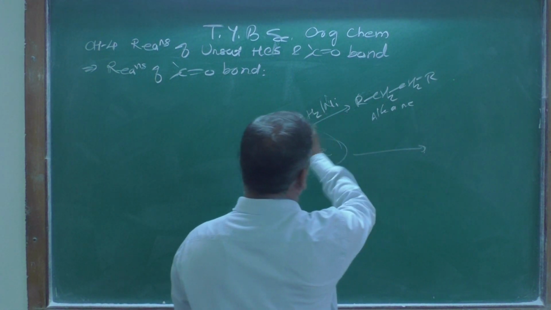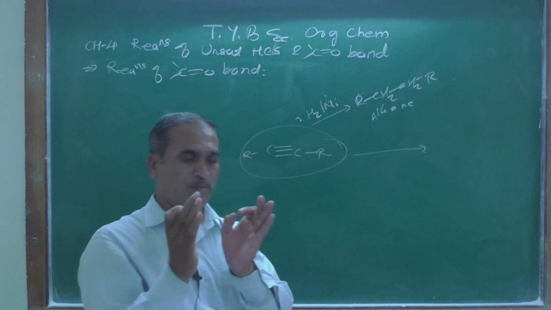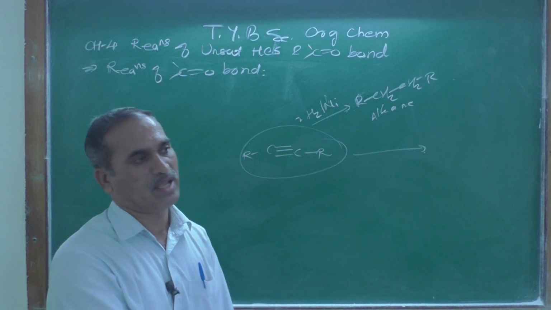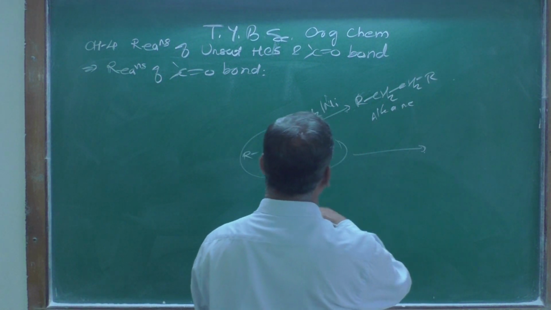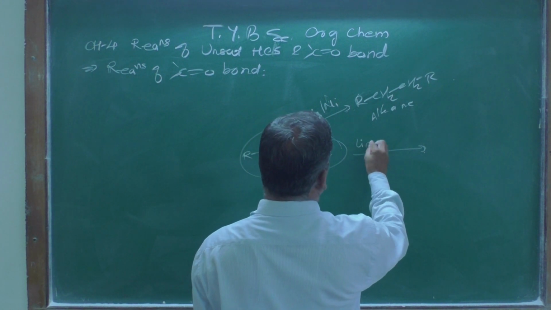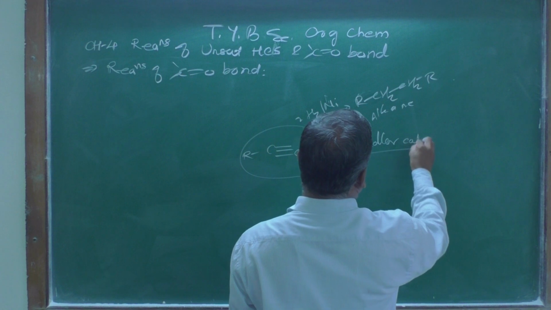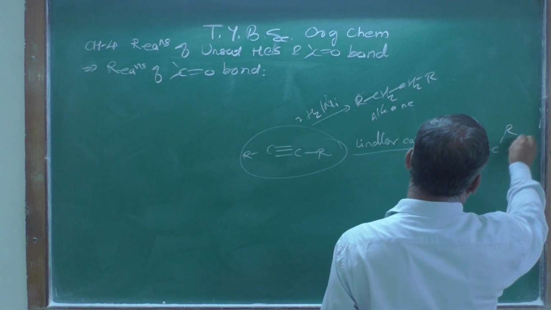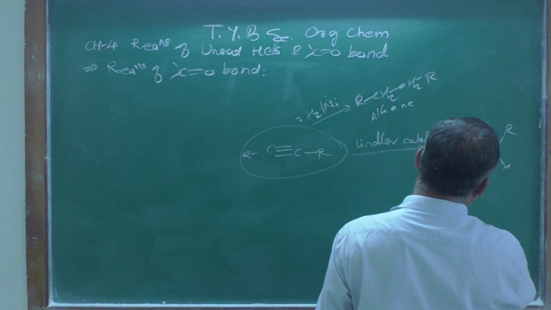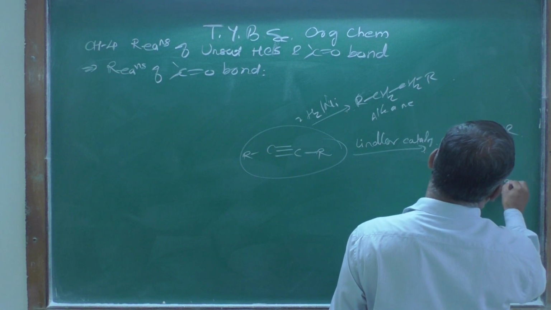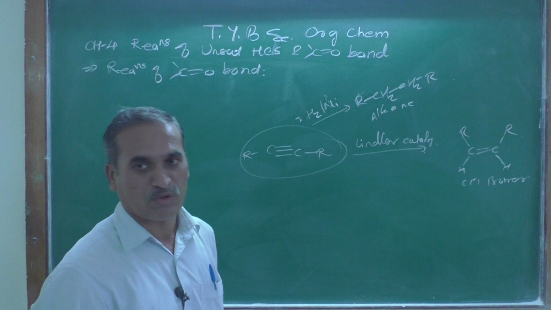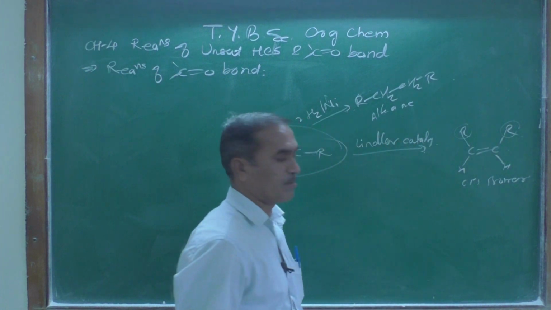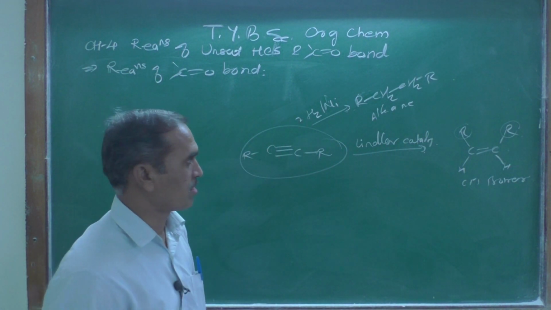And second, using proper reaction conditions, we can stop the reaction at the first stage, giving the alkene. Suppose you use Lindlar catalyst, what do you get? You get the product like this, R, H and H, the cis isomer. And as we know, cis isomer means the similar groups, the R groups, are on the same side of the carbon-carbon double bond. That type of compound is called a cis isomer.